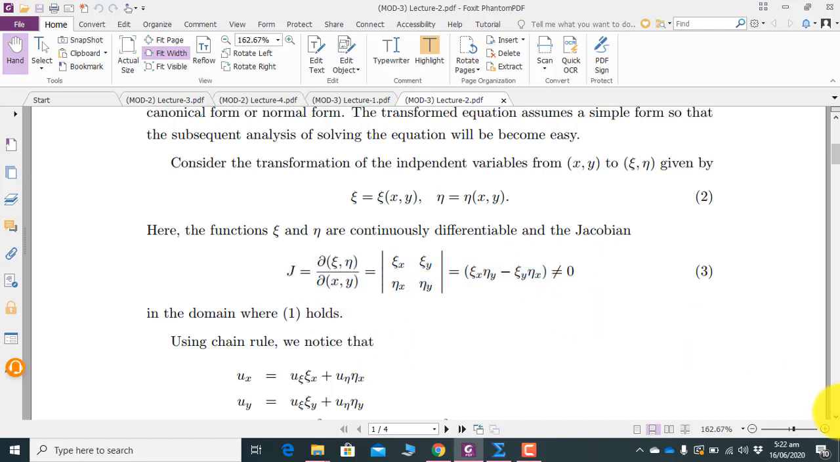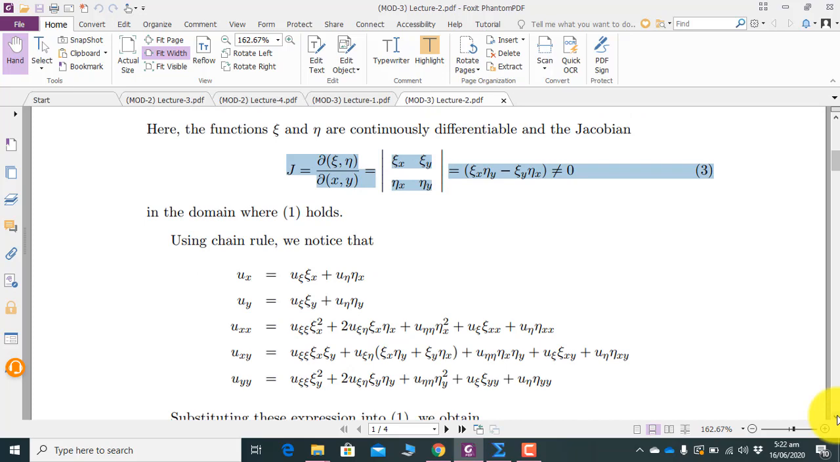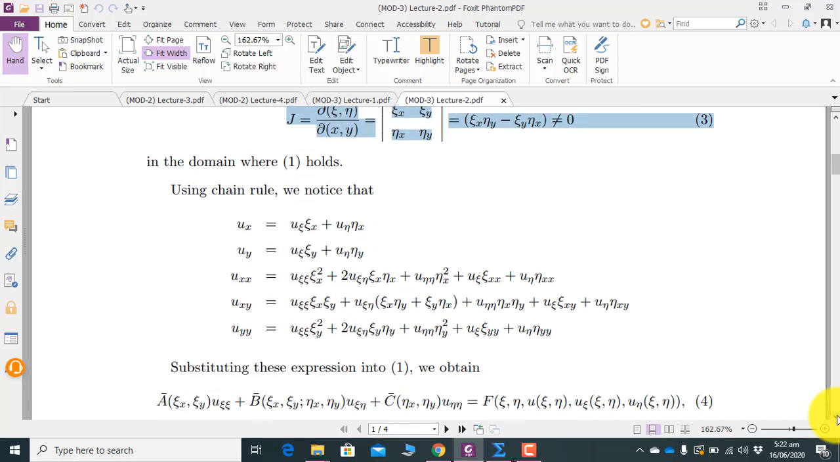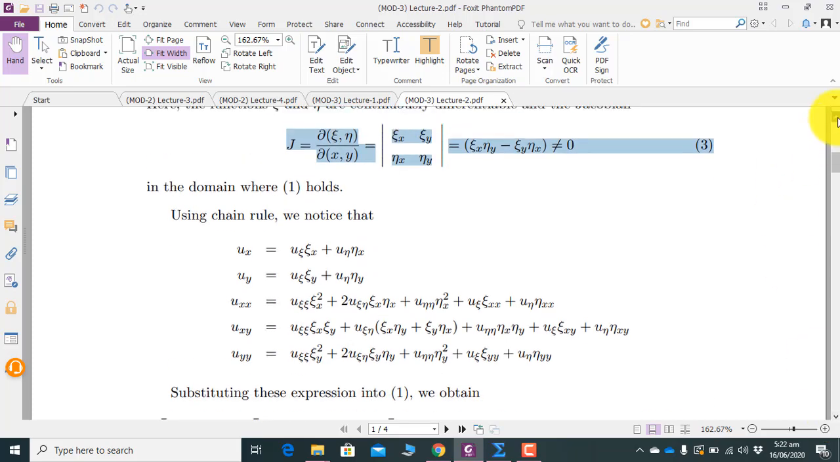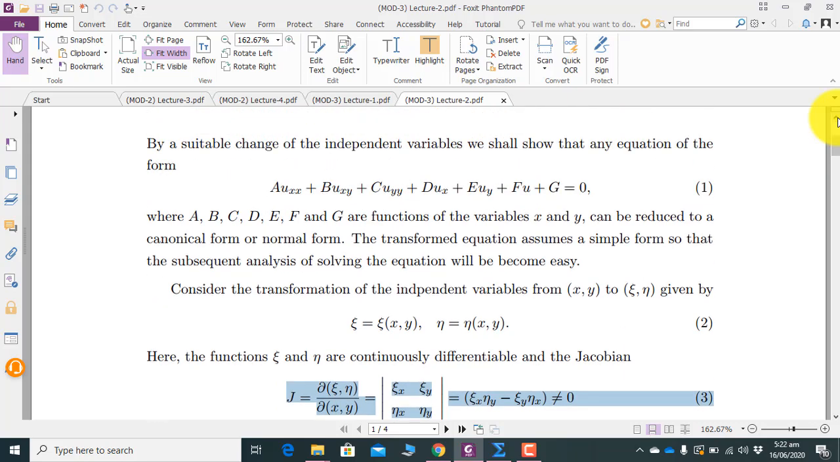This is the assumption which we will use, that for any transformation, regardless of what xi and eta are, the main condition which should be fulfilled is that Jacobian must never be equal to 0 in the prescribed domain. Now since this is a new transformation with new variables, your partial differential equation will be changed or transformed into some new equivalent form. So what will be that form?